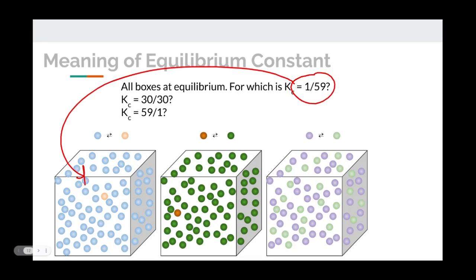In the second box, green is the product. It's mostly green and there's very little reactant, so the numerator is going to be very big, so that's the Kc that's going to go with that box. In the third box, it looks like it's a pretty equal mixture, so that's the K that's probably going to go with that box.